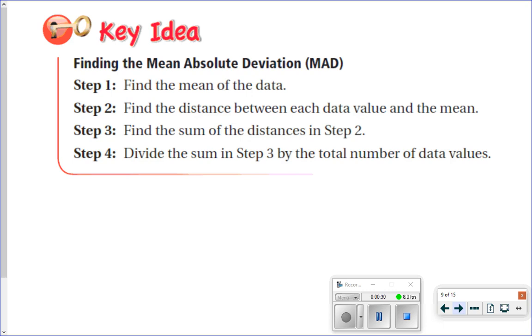So here are the steps for finding the mean absolute deviation. The first thing we need to do is find the mean of the data. That's when we add the numbers together and divide by the number of numbers. The second step is to find the distance between each data value and the mean. That means we're going to be subtracting. Step 3 is to find the sum of those distances from step 2 and then divide the sum. So basically you're finding the mean, subtracting your numbers with the mean, and then finding the mean of your new numbers. Mean absolute deviation tells us about how far apart the numbers are spread.